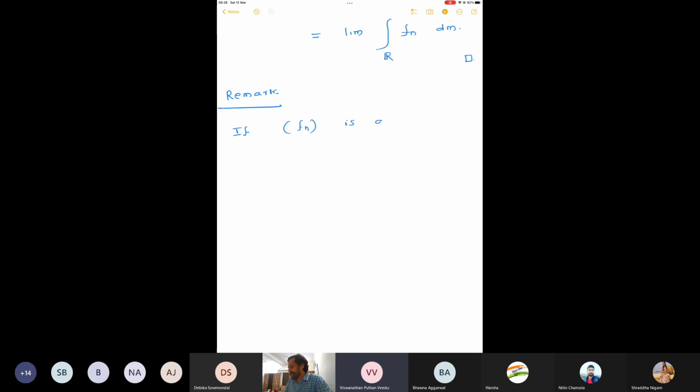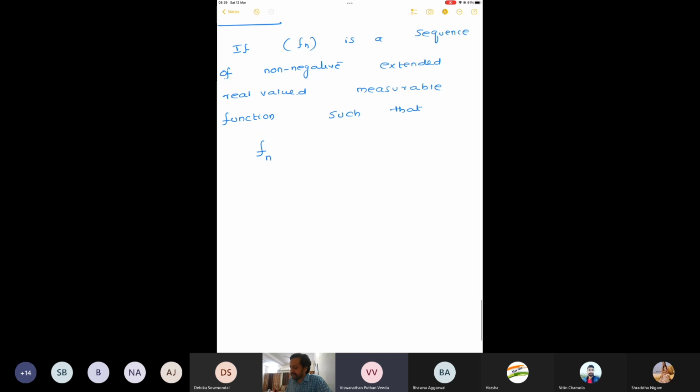If fn is a sequence of non-negative extended real valued measurable functions such that fn is greater than or equal to fn plus 1, or fn plus 1 is less than or equal to fn, for all n. That means fn plus 1 of x is less than or equal to fn of x for all x in the domain.